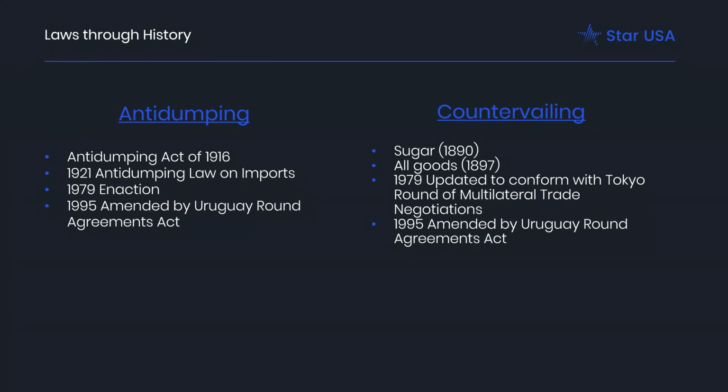Countervailing, on the other hand, has been around for even longer. It started with a sugar situation in the 1890s, and sugar is still a very hot button issue for many countries. And then in 1897, there was a law put in for all goods. In 1979, it was also updated to conform with the Tokyo round of multilateral trade negotiations around the same time that we put in anti-dumping. And it was updated in 1995 also by the Uruguay Round Agreements Act. So these laws have been around for over 100 years in the United States, and they're really to protect domestic industries.